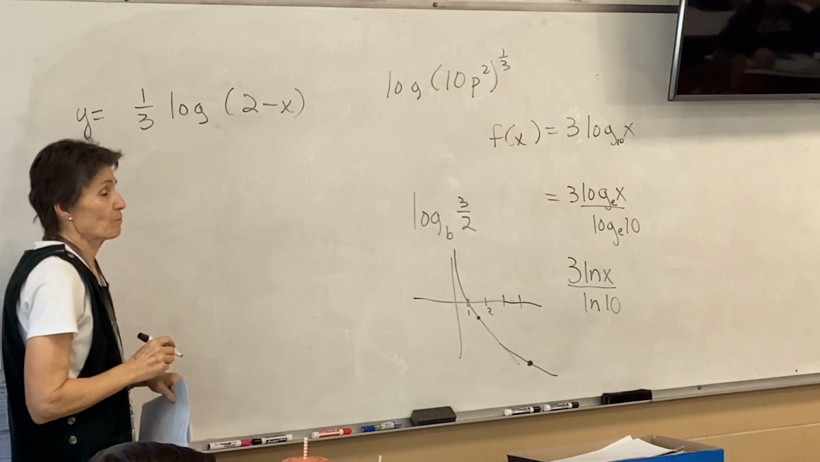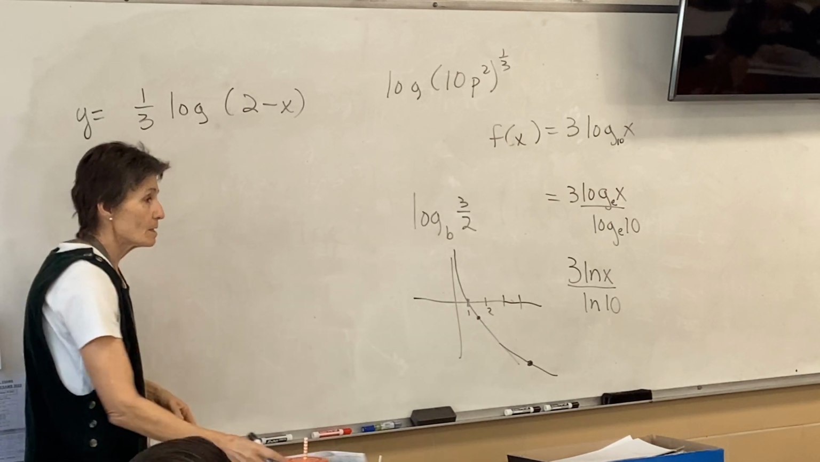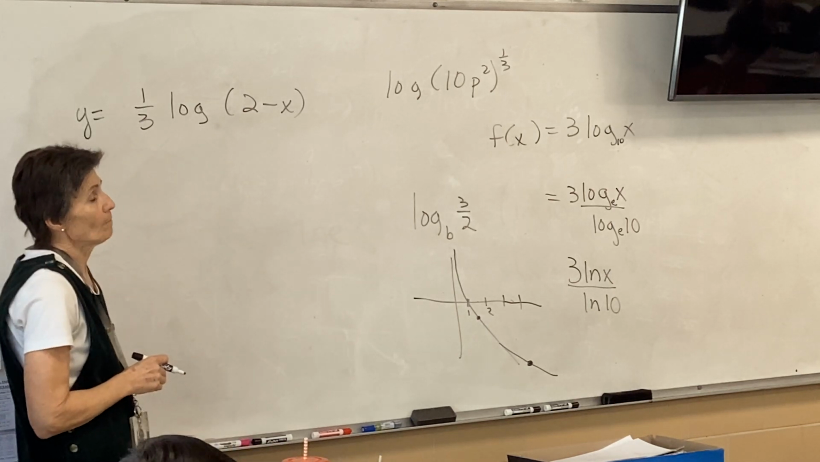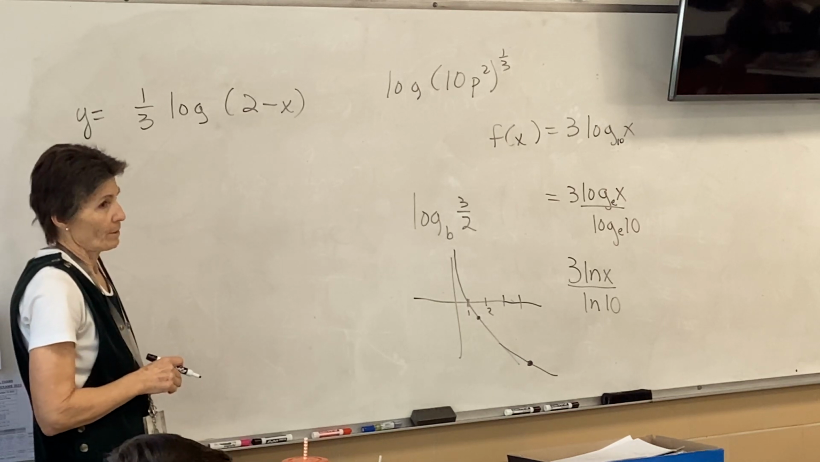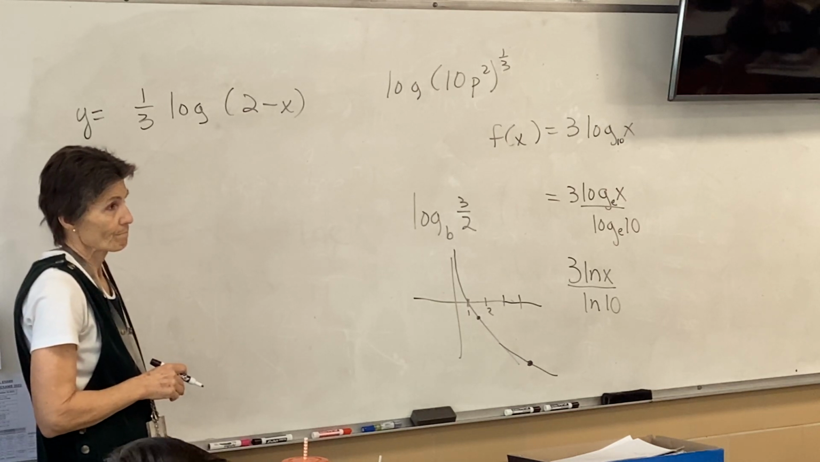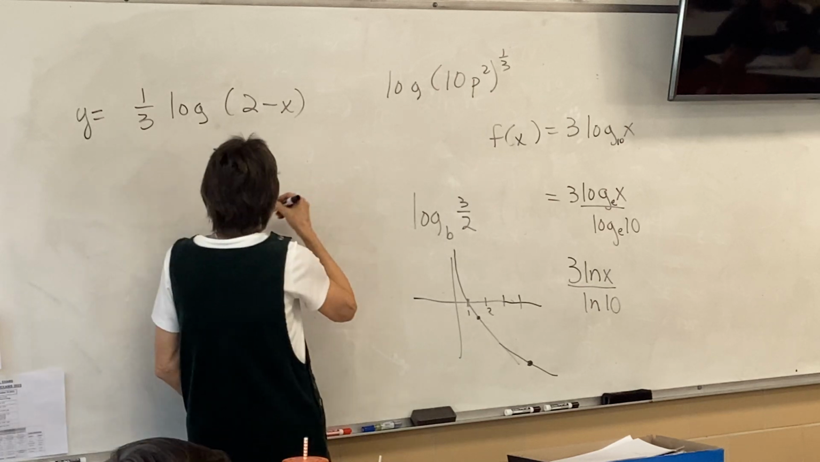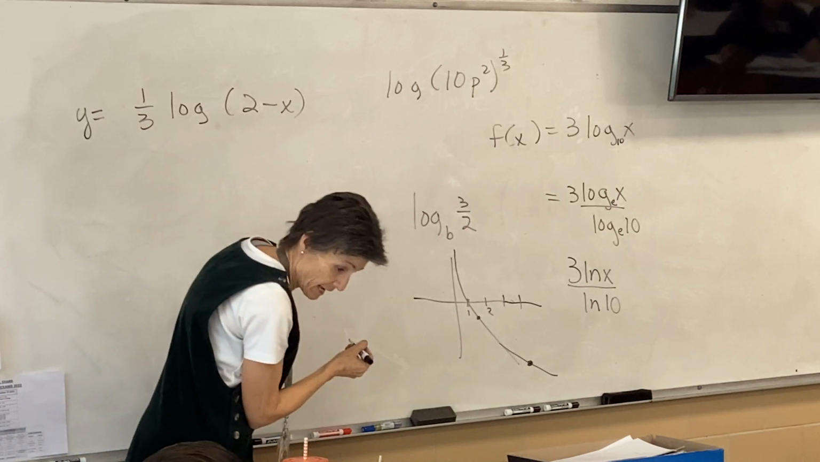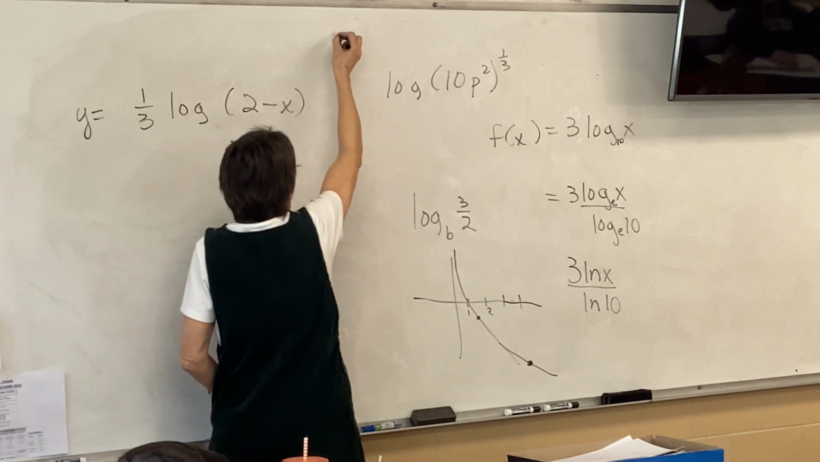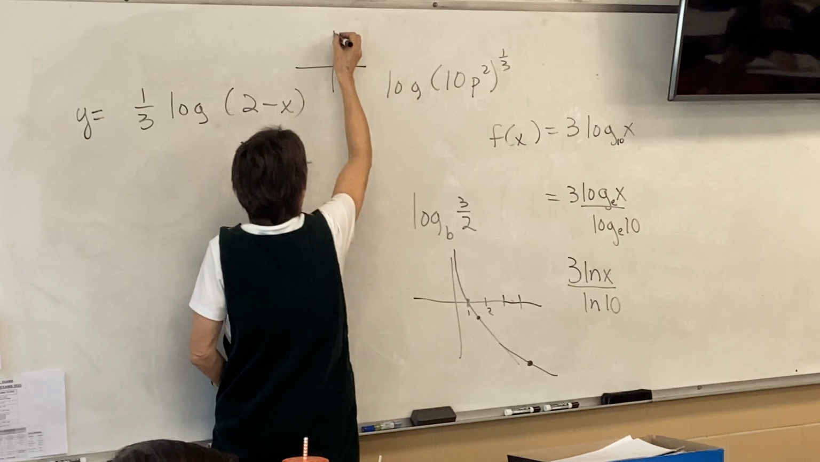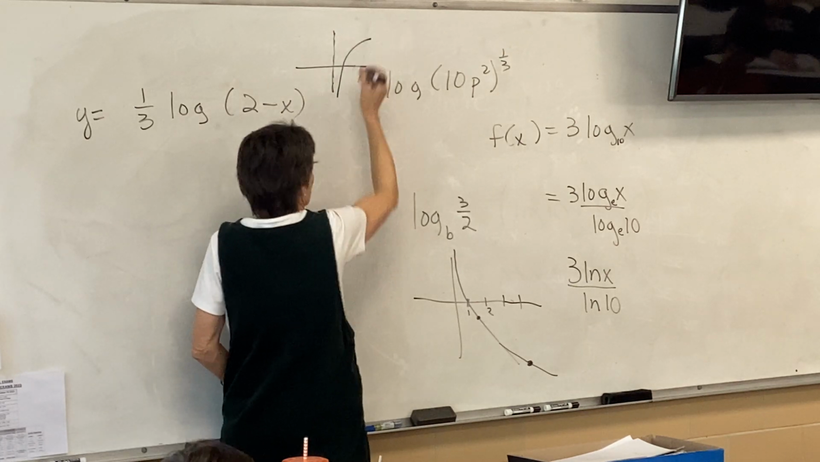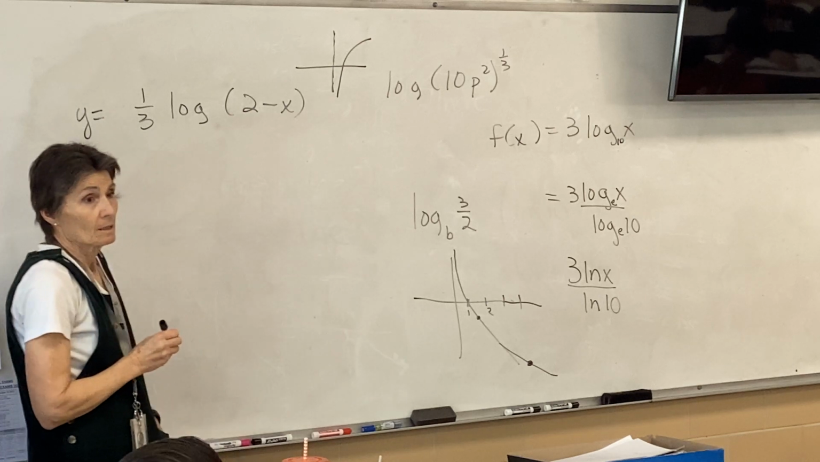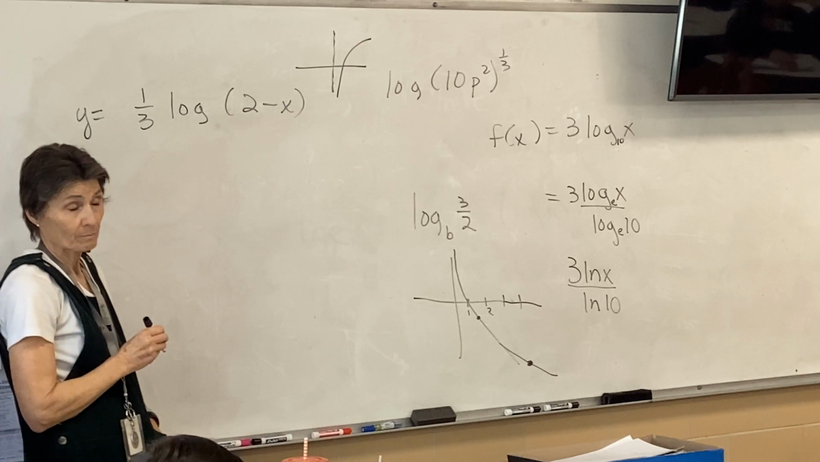All right, let's look at this for a second. Now, first of all, it's a logarithm, and it has a base of 10, so it's a normal log. So the normal picture would be this. Would everybody agree with that?